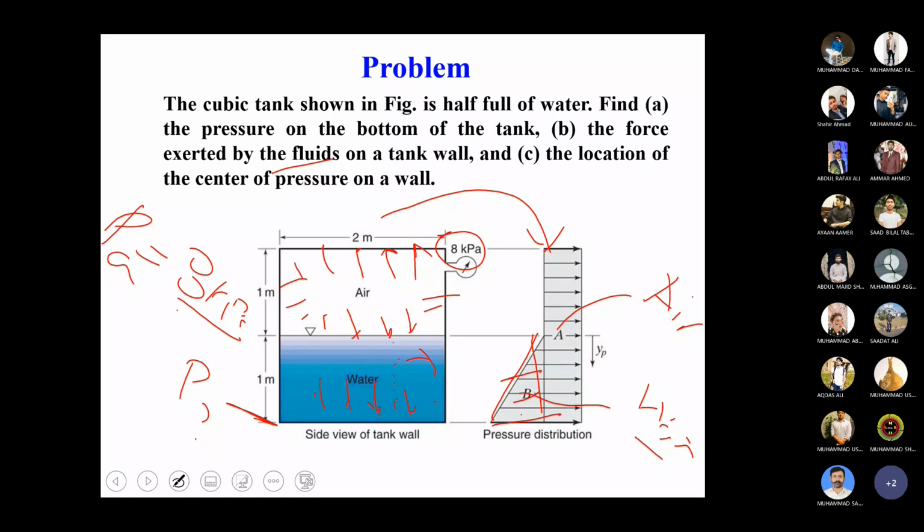So we will separately find the forces against air and water, and at the end we will add both the forces. Okay, we will move step by step. First of all, first thing is pressure at the bottom.